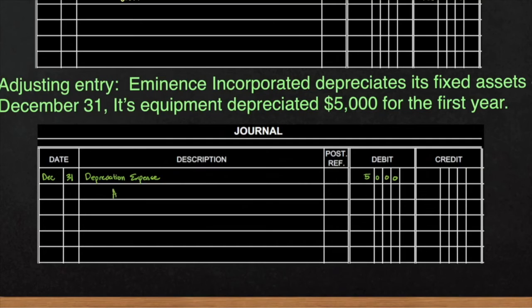So you want to debit depreciation expense for $5,000. And instead of crediting equipment, or instead of adjusting equipment, this is very key here, you're going to credit what's called accumulated depreciation equipment. Again, you're not going to credit the equipment account. That's very important. Instead, you're going to credit an account called accumulated depreciation on equipment. This account is called a contra asset. Contra means it's a classification that brings down the same type of classification. In this case, it's an asset bringing down another asset.